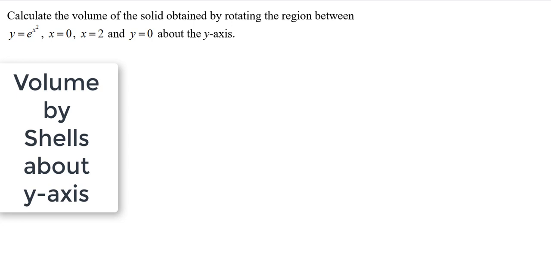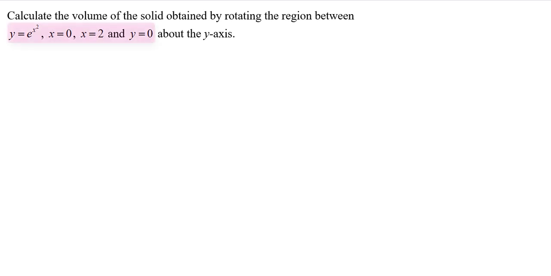This problem describes a solid of revolution created by rotating the given region about the y-axis, and we are asked to find the volume of this solid. We begin with a sketch of the region in 2D. For this, we need a y-axis and an x-axis.